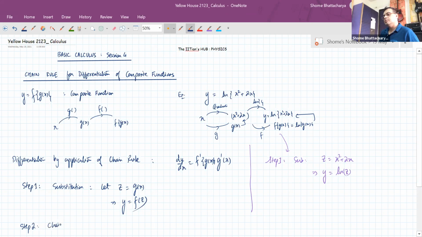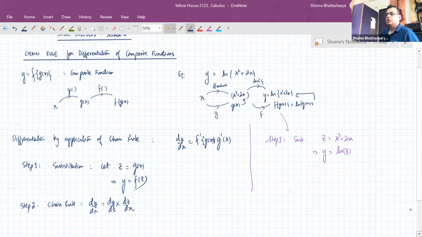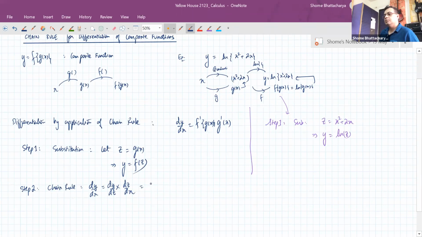So having done this, the next step that we then apply is the chain rule step, which is that the rate of change of y with respect to x is the product of rate of change of y with respect to z multiplied by rate of change of z with respect to x. Okay. So that will become f prime of z into g prime of x. So in this case, that second step, the chain rule step, it will result in this operation.